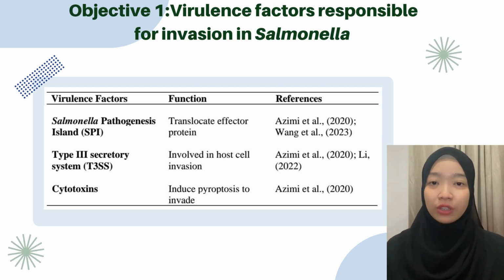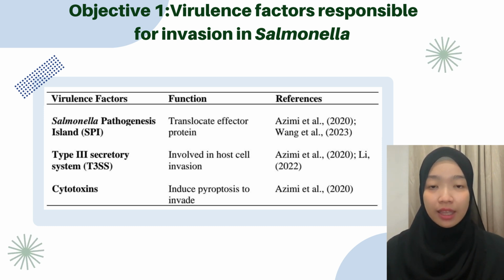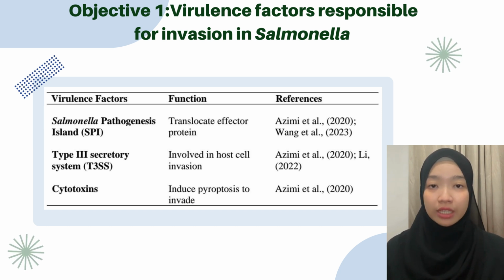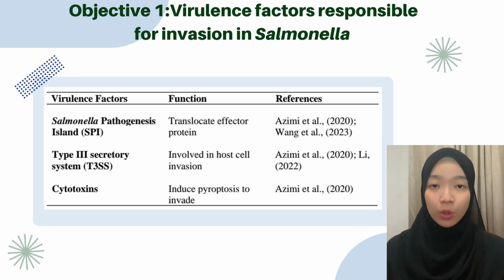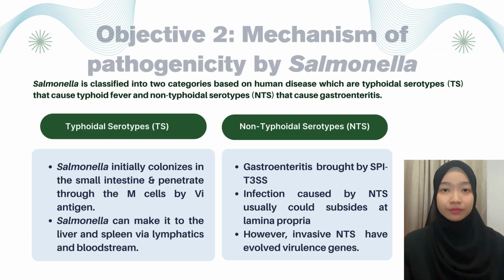Move on to the list of virulent factors responsible for invasion in Salmonella. The first one is Salmonella pathogenicity island that functions as translocator of effector protein. Type 3 secretion system is involved in host cell invasion. Meanwhile, cytotoxins are involved in inducing pyroptosis for invasion.